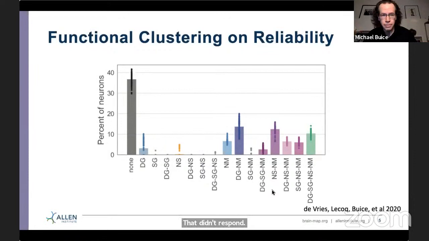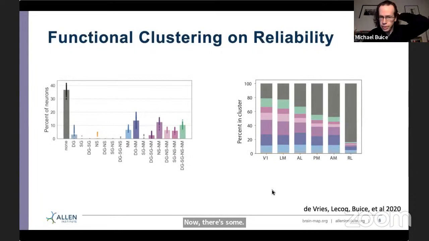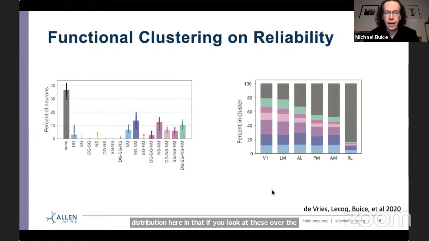Now, there's an interesting distribution here in that if you look at these over the different higher order visual areas, you can define an ordering by how many none cells exist. And so you can imagine there's some kind of hierarchy, at least putting together these none cells, where you have the smallest number in V1, and you have this enormous number in RL. Also interesting to note is that you have approximately the same proportion of motion responsive cells across most of these areas.